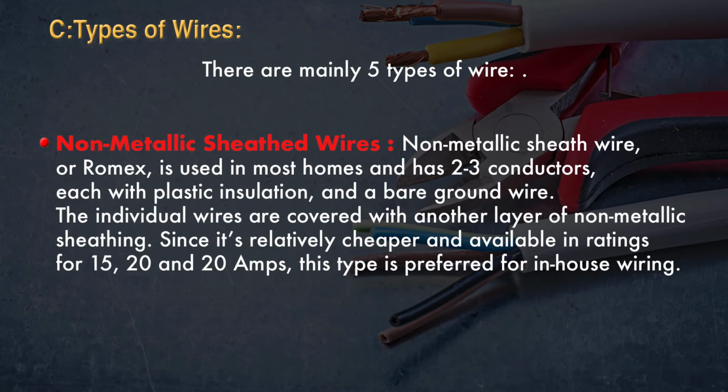Fourth type of wire that we are going to discuss is called non-metallic sheathed wire. Non-metallic sheathed wire, or Romex, is used in most homes and has 2 to 3 conductors, each with plastic insulation, and a bare ground wire. The individual wires are covered with another layer of non-metallic sheathing. Since it is relatively cheaper and it has ratings for 15 and 20 ampere, this type is preferred for in-house wiring.